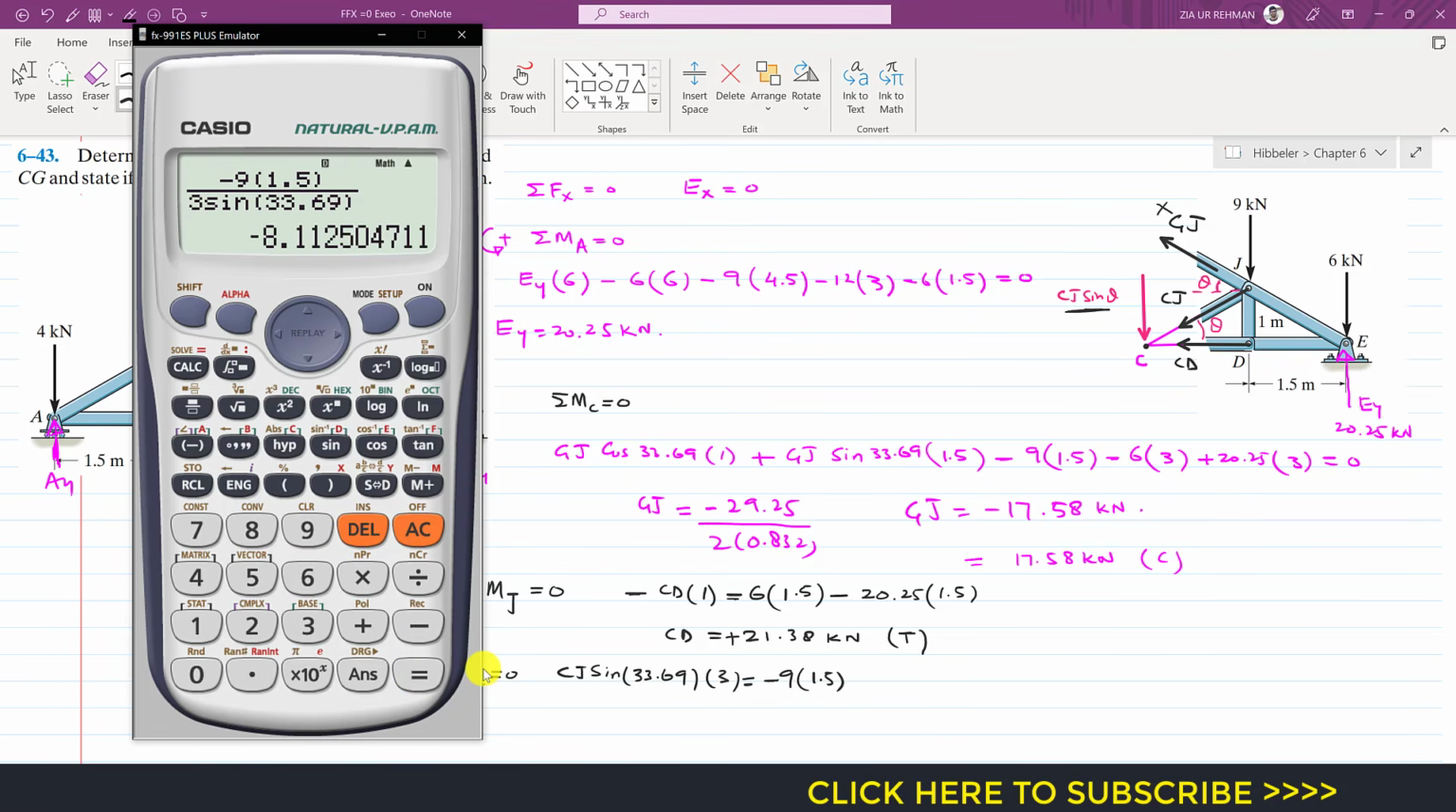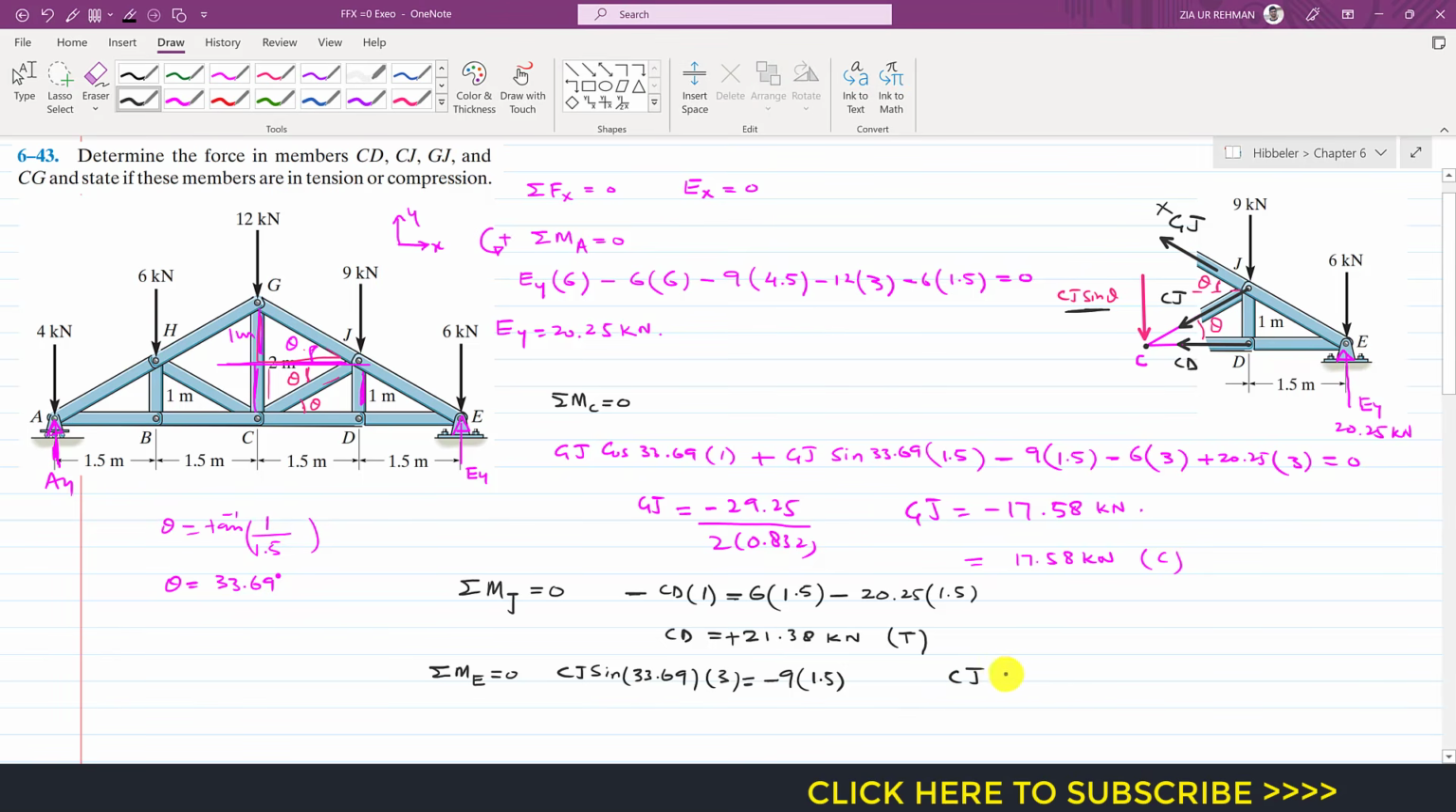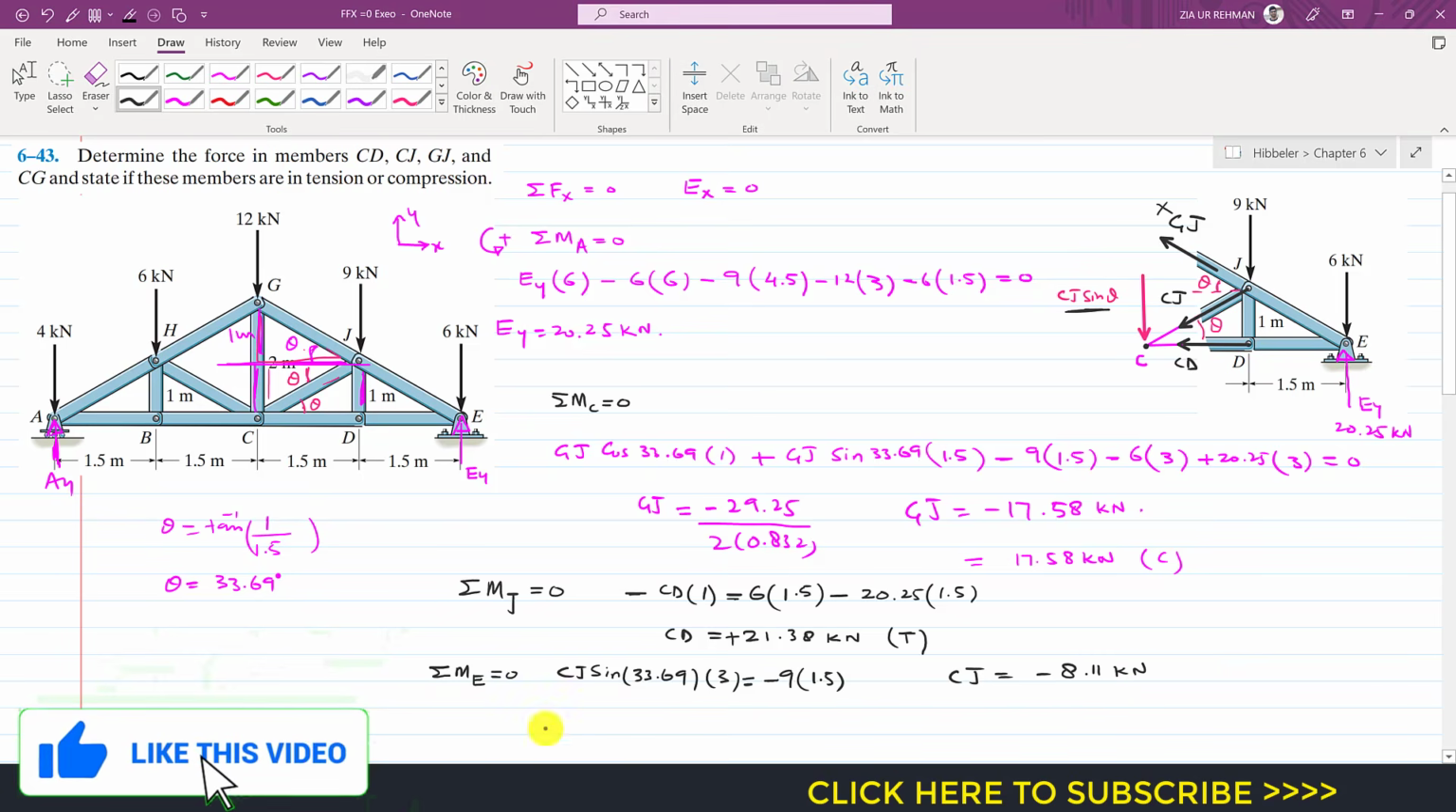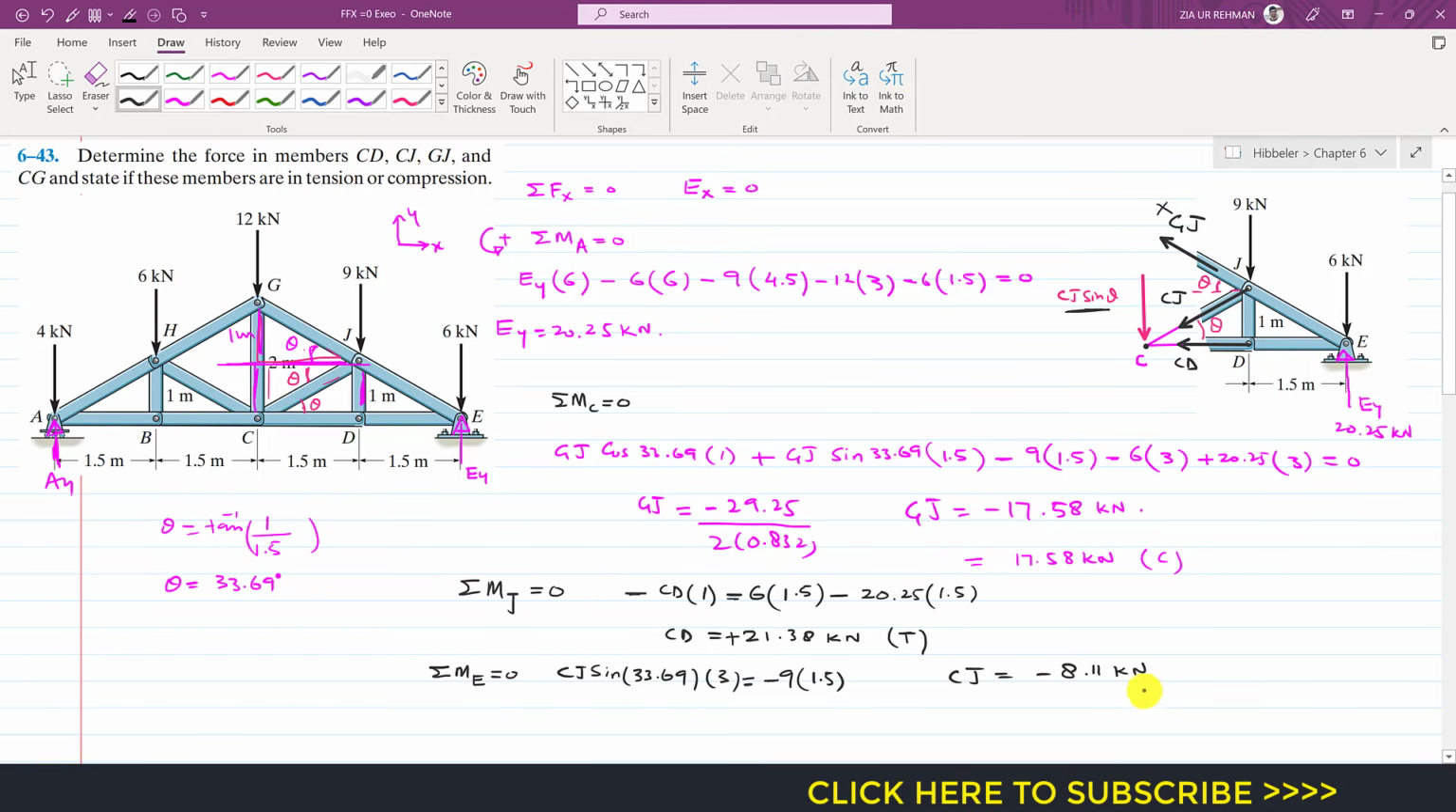So this gives me minus 8.11. So Cj is minus 8.11 kilonewton, and again we have that minus sign, so this means that the initial assumed direction is not accurate. So this means that the Cj member is in compression and the magnitude of the compression is 8.11 kilonewton.